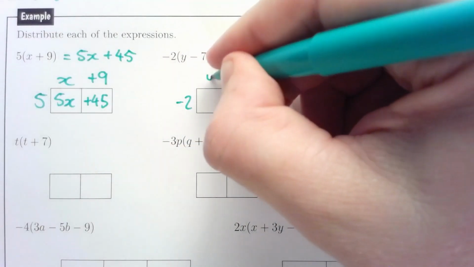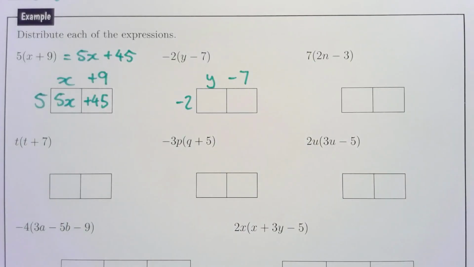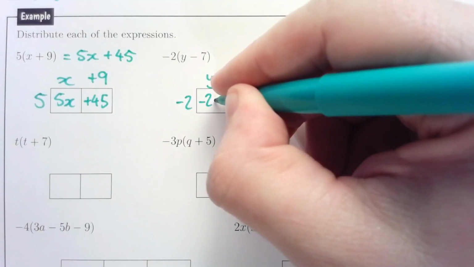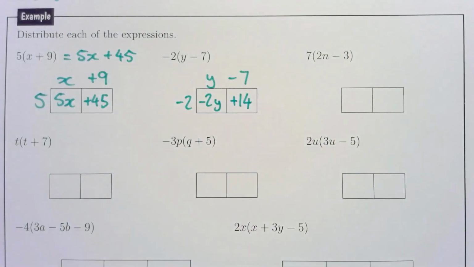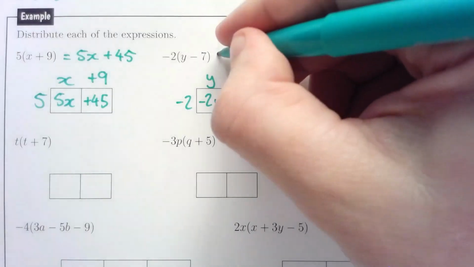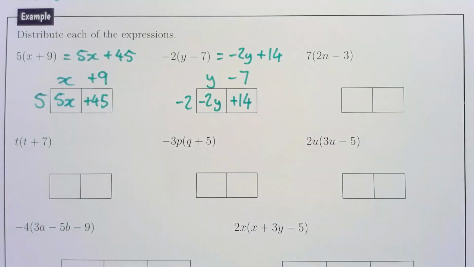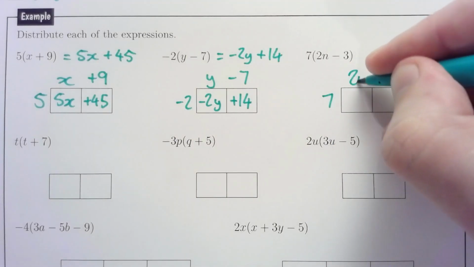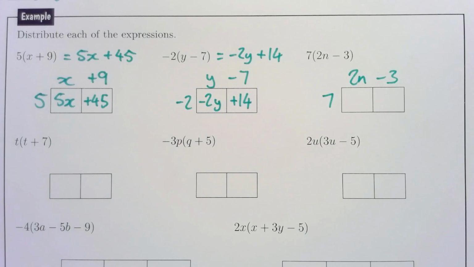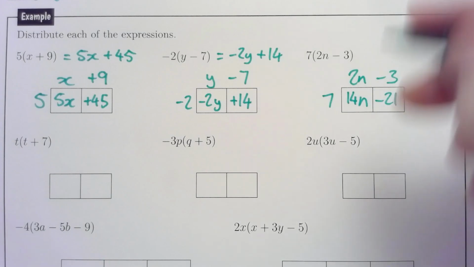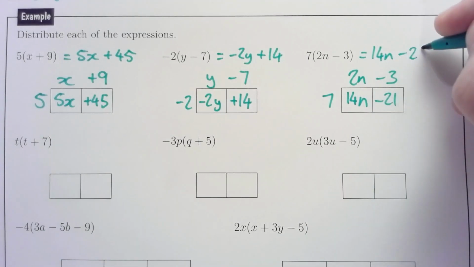-2 times the quantity y take 7. So -2 is multiplied by both y and -7, which gives us -2y and positive 14. So the expression is equivalent to -2y plus 14. 7 times the quantity 2n take 3. So 7 is multiplied by both 2n and -3, which gives us the products 14n and -21. So our equivalent expression is 14n take 21.